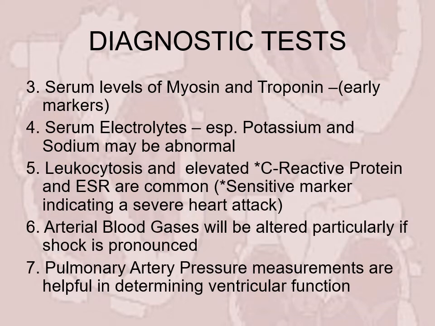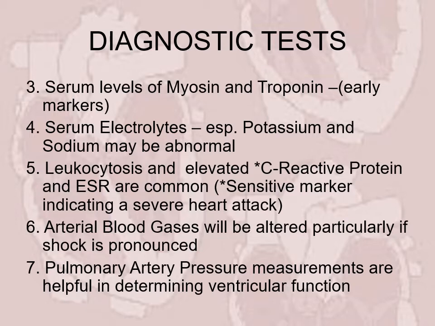Now, troponin is an early marker, and something that they found is a great marker within the first couple of hours to tell you how much cardiac damage is done. Serum electrolytes, potassium and sodium, may be abnormal. Leukocytosis, a lot more white blood cells, drawn in by the inflammatory response. Elevated C-reactive protein, CRP, and erythrocyte sedimentation rate are common. CRP is a sensitive marker indicating a severe heart attack because it is an inflammatory marker that is secreted by the liver in cases of tissue injury.